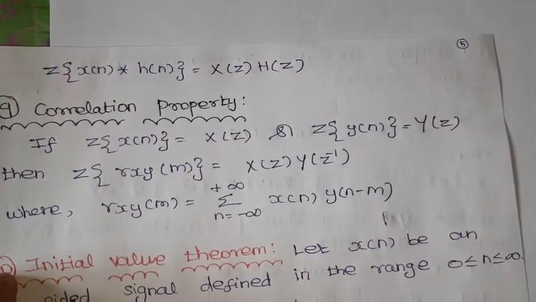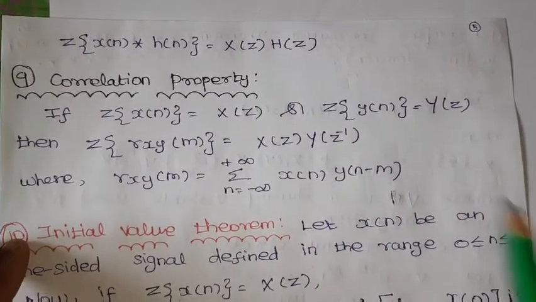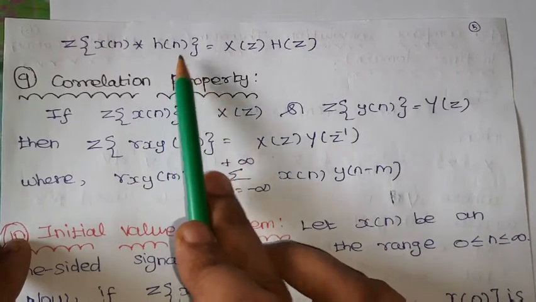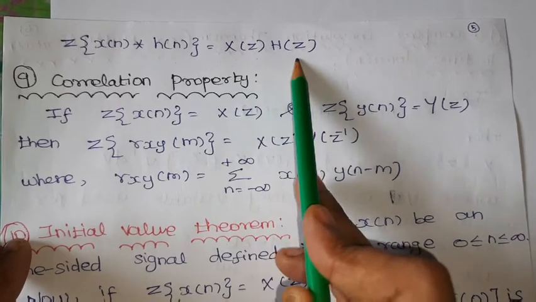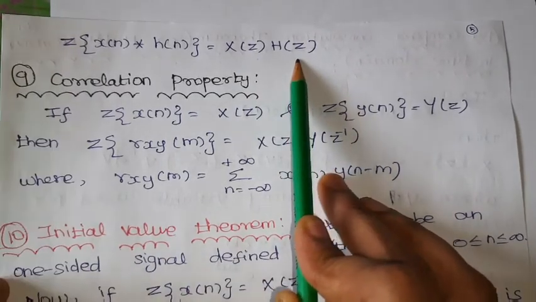What is the next property? Similarly, for the convolution of an input sequence and an impulse response, what we will get is the multiplication of X of z into H of z in the z domain.